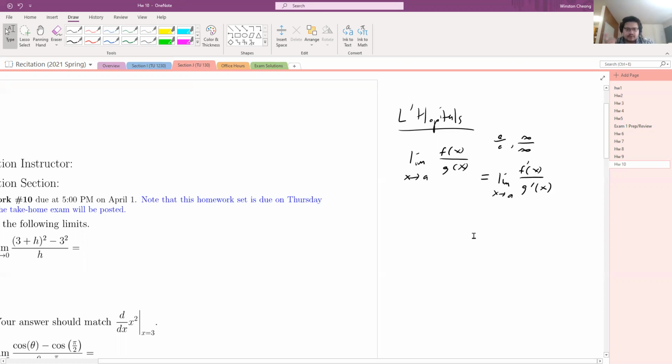So I'm just thinking, what if the whole thing is infinity, or the whole thing is some constant? It could be 0 over a constant, which would then be equal to 0. In such circumstances, you should know that the whole limit is equal to 0.